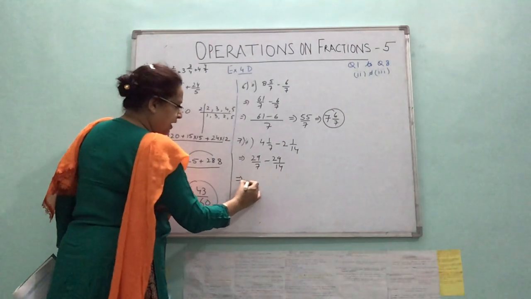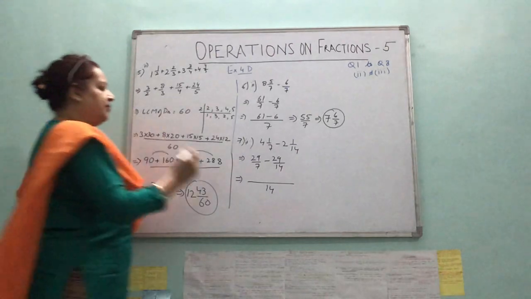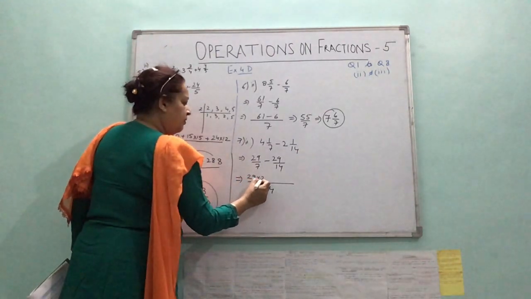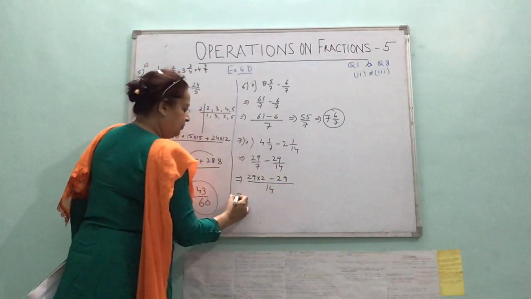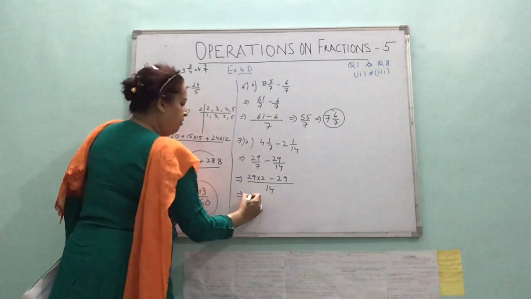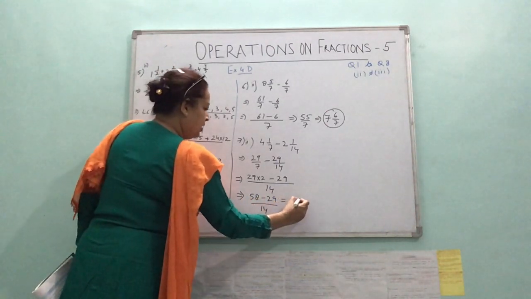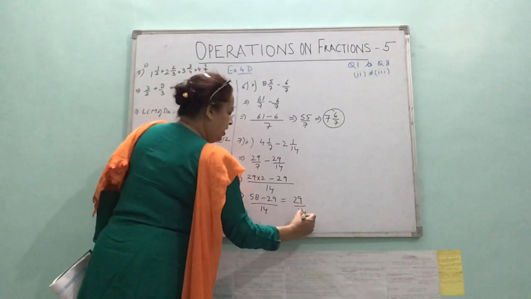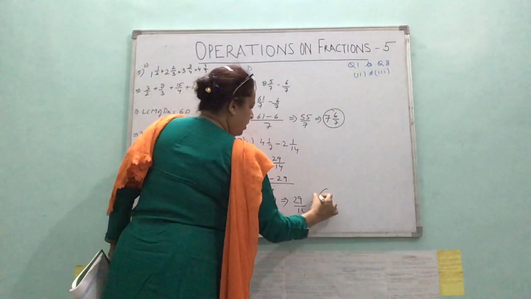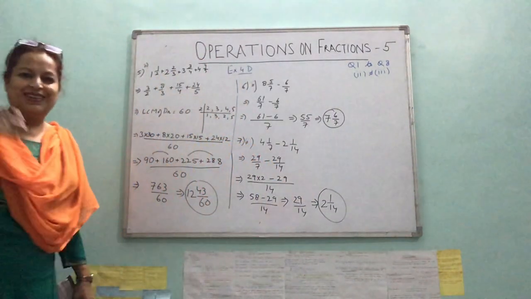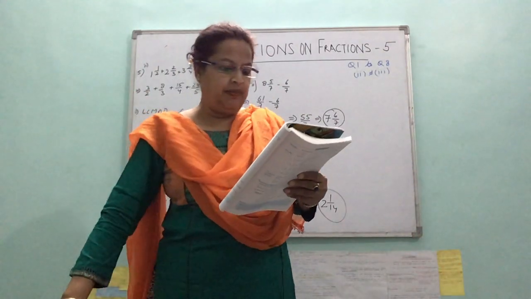Alright. LCM, as you can see, would be 14 because 7 into 2 is 14. So 7 goes 2 times, so multiply numerator by 2 minus 29. Well, 58 minus 29 by 14. This would be 29 by 14. Since it is an improper fraction, 2 whole 1 by 14 would be your answer. Right? Now clear? So in the same way you will do question number 8 also.